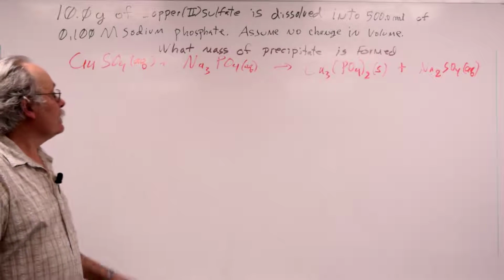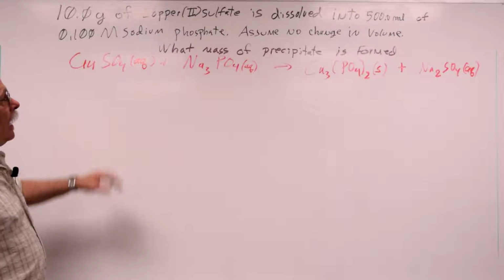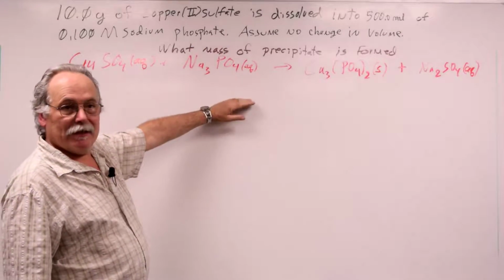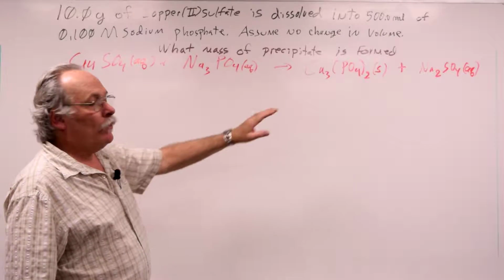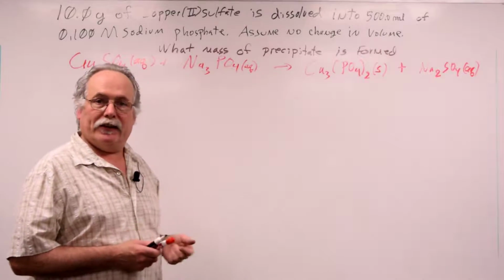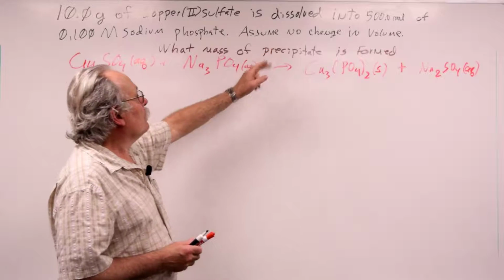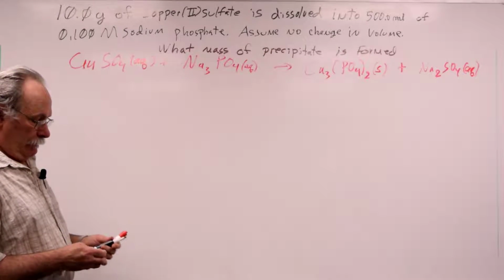Okay, there are a series of questions we can answer. We can ask, what is the limiting reagent? What is the mass of precipitate formed? What are the concentrations of all the ions after reaction? So we're going to start off now with the mass of the precipitate formed.